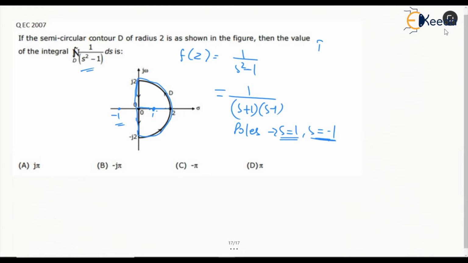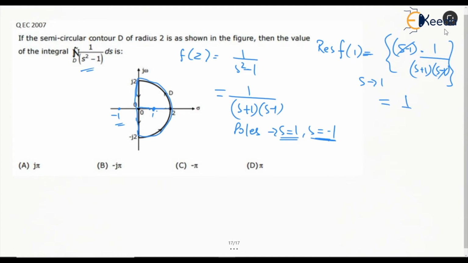So let's see, residue at z equal to 1 will be, now this is first order of course, so this is going to be limit z tends to 1 of z minus 1 into 1 by z plus 1 into z minus 1. Of course this is first order, so we don't have to differentiate it. We can simply do this z tends to 1 in this case, right? This gets cancelled, and then the limit gives the value 1 by 2.